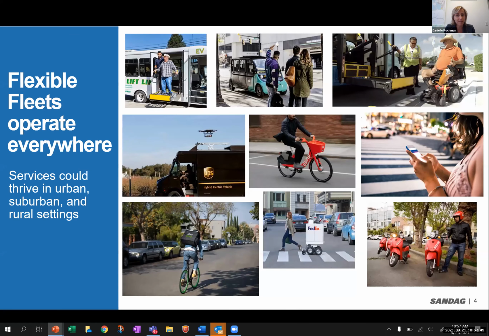So, as we talked about, there's a lot of different types of flexible fleets, and how you design the service depends on the community, but there are really great options for flexible fleets to meet a need in all different sorts of communities and thrive. And it's really just about tailoring the service for the amount of demand, the type of community, and whether it's an urban, rural, suburban type of setting.